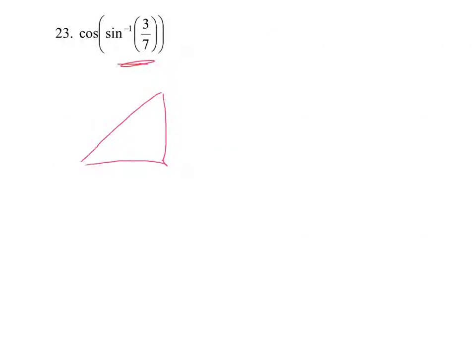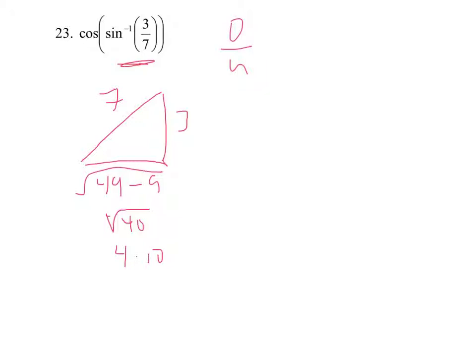So I know sine is opposite over hypotenuse. So I know this is 3, this is 7. And this will have to be, using the Pythagorean theorem, 49 minus 9, and we're going to take the square root, so the square root of 40, which we might want to write as 4 times 10, and we're taking the square root of each of those, so 2 square roots of 10. Now here's the angle. I don't know what the angle is, I really don't care, because I know that the arc sine of 3 over 7 will be whatever that angle measure is.